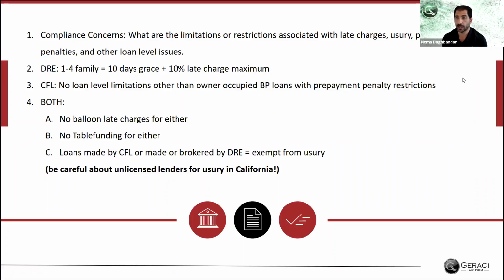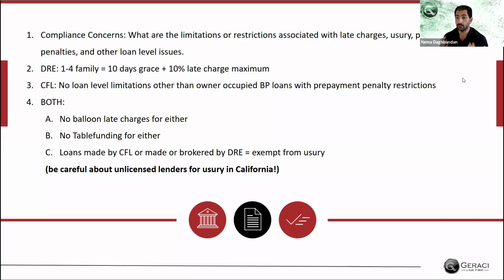That's a matter of contract. And the logic behind it is that the penalty far, far exceeds whatever the lender's loss is in the situation. So there are no balloon late charges on the entire principal balance. You cannot table fund under either license. There's technical restrictions, and California is very unique in this sense. I don't know of any other state that has a similar issue, but you cannot table fund a loan.